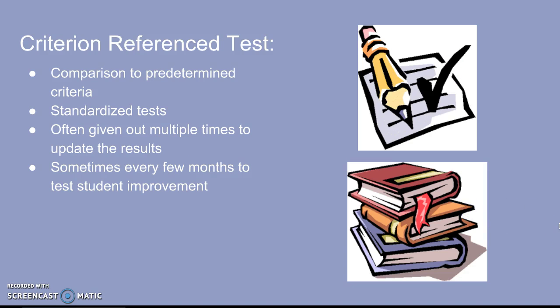The first of these assessments is criterion referenced tests, which are tests such as standardized testing, and the results of these tests are compared to certain standard and predetermined criteria based on the student's grade level and previous performance. These tests are also often given multiple times throughout the year to update the results, as frequently as every few weeks or every couple months that the student is in school.